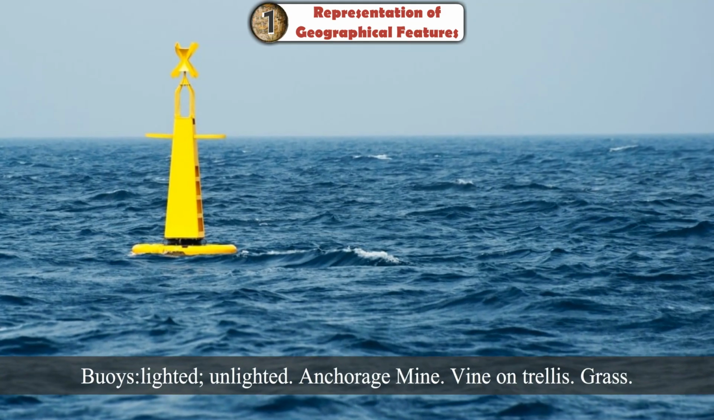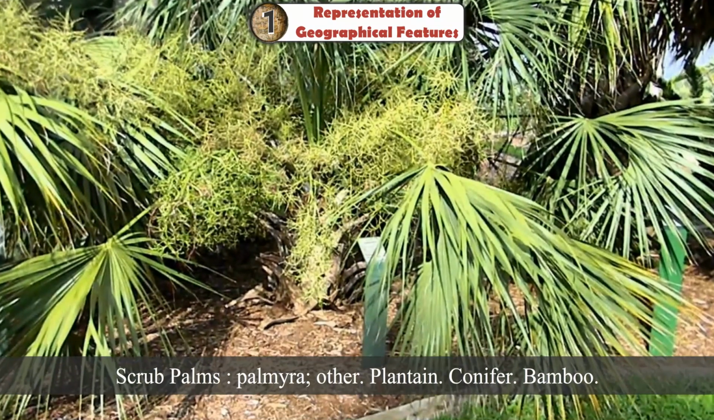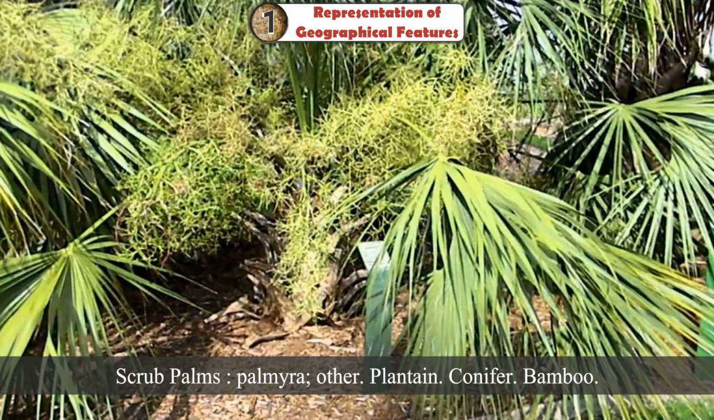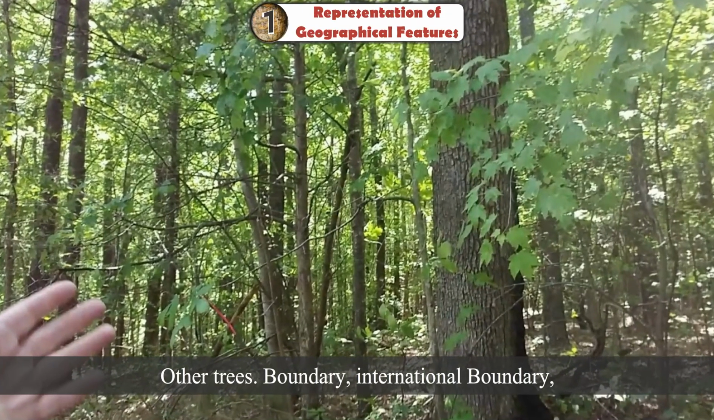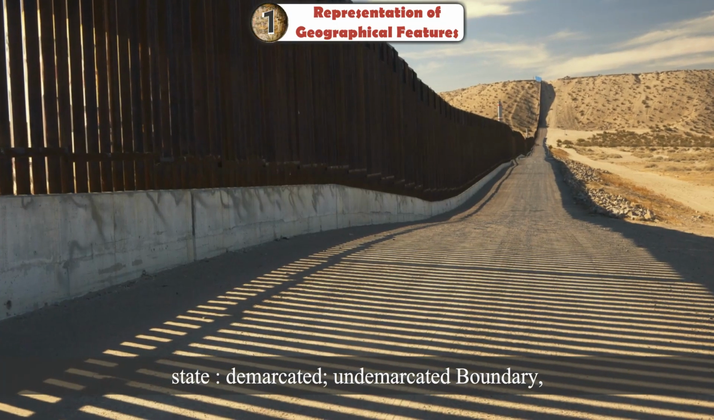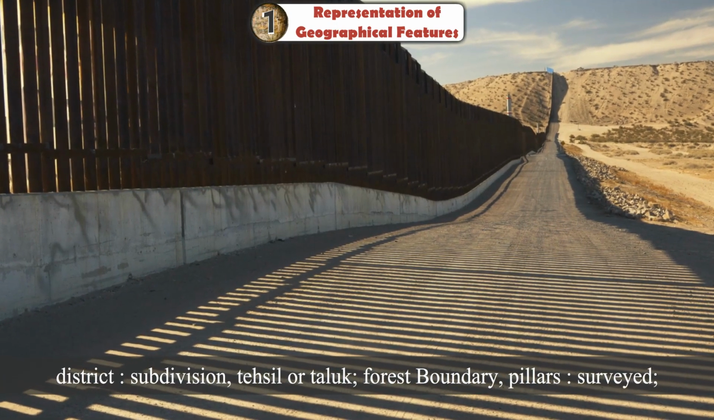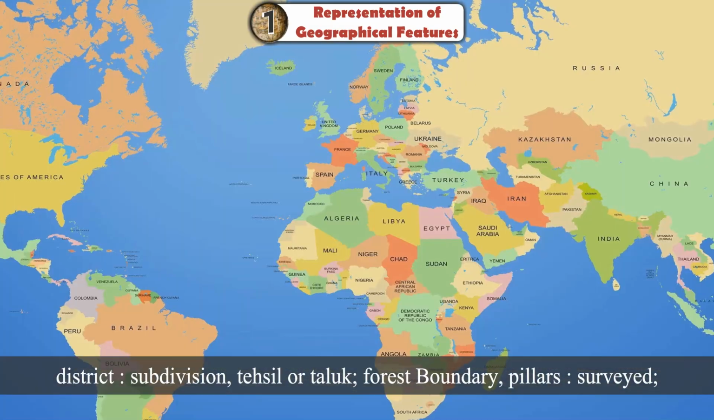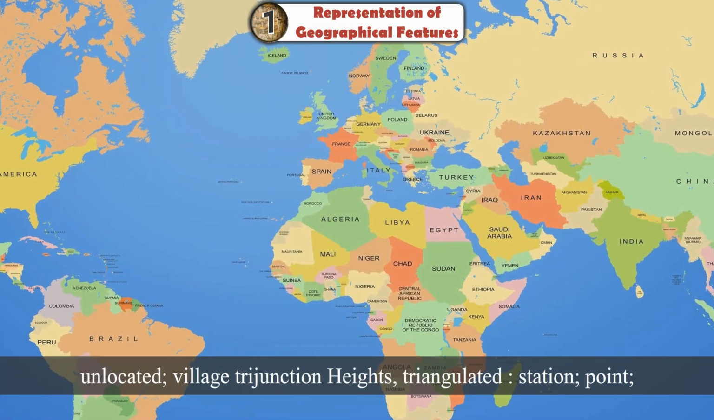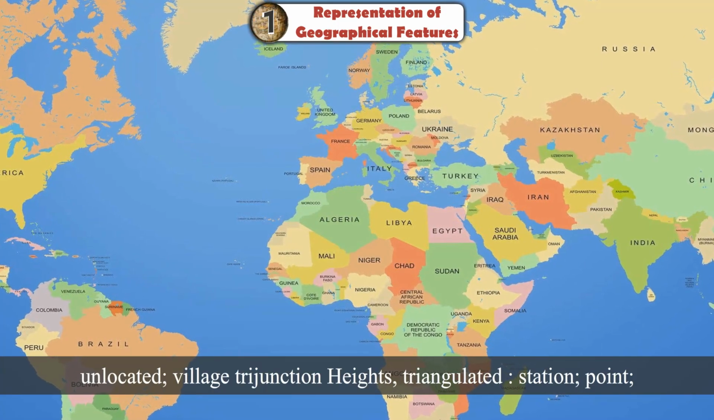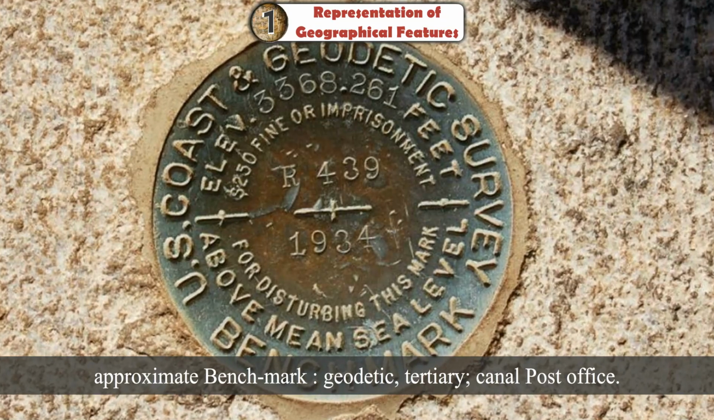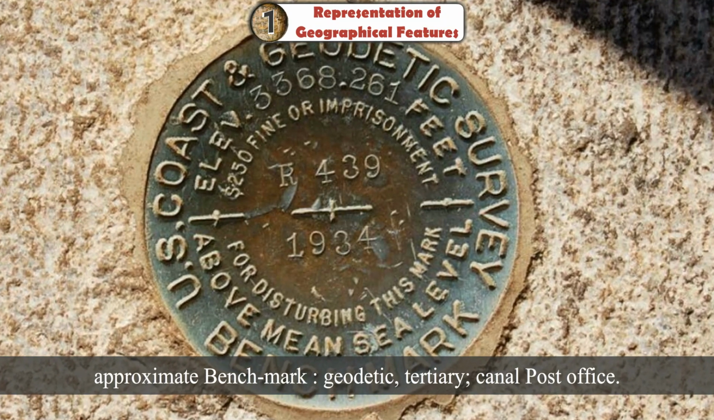Mine, vine on trellis, grass, scrub, palms, palmyra, other, plantain, conifer, bamboo, other trees. Boundary: international, state, demarcated, undemarcated. Boundary: district, subdivision, tehsil or taluk, forest boundary, pillars, surveyed, unlocated, village, tri-junction. Heights: triangulated station, point, approximate, benchmark, geodetic.